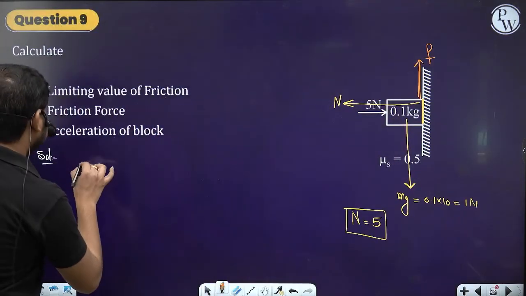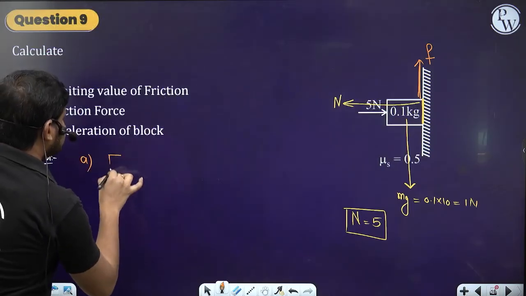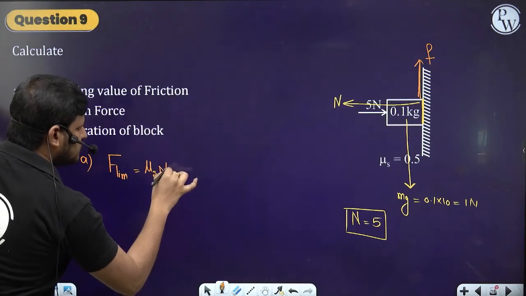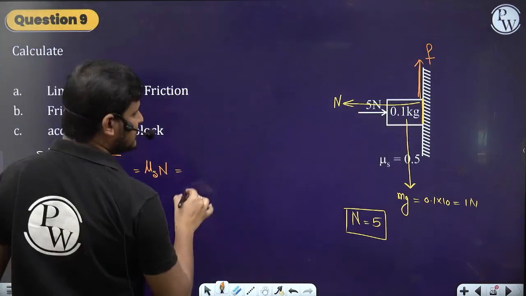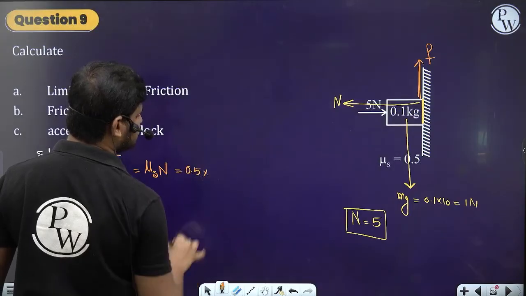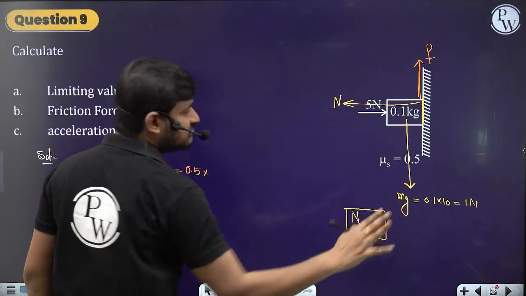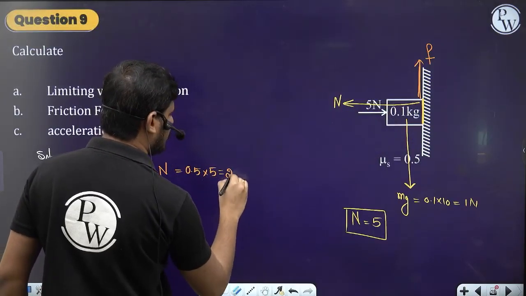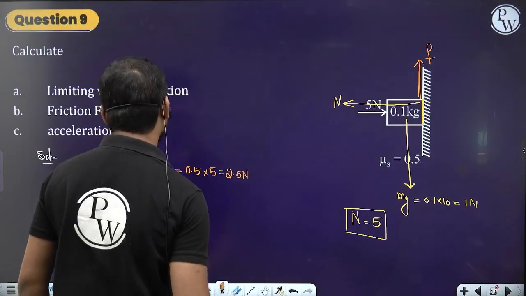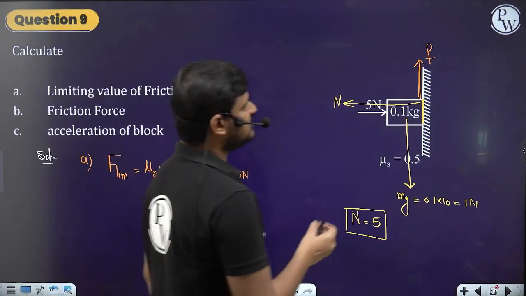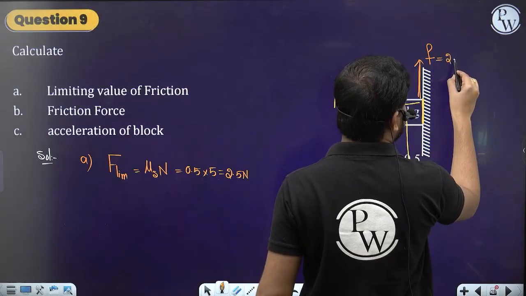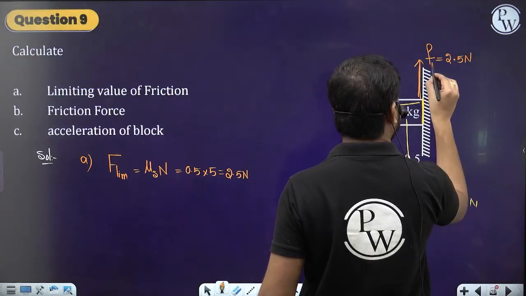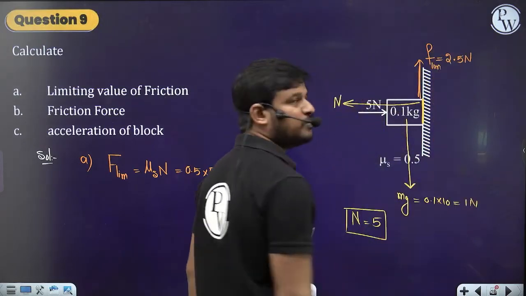So now the first question, see here, what is the limiting friction value? F limiting is equal to, we have the formula mu s into N. What is mu s here? Mu s is 0.5. N is equal to, don't take 1 newton as the N. N is not equal to mg here. Here N is directly 5, so it is nothing but 2.5 newtons. 2.5 newtons is the F limiting. That means the limiting friction of 2.5 newtons is acting upward. This is the maximum value of the friction which is acting upward.